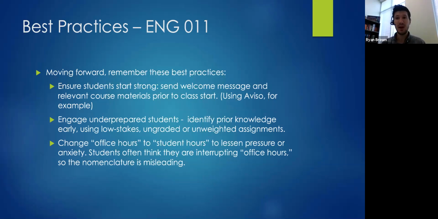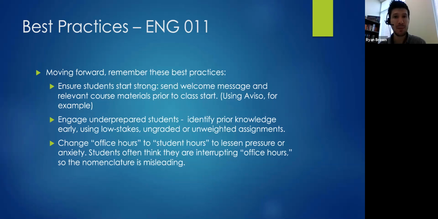So we have a smorgasbord, so to speak, of different students, and we need to identify what their strengths are, what their weaknesses are, what they already know. So identifying prior knowledge early on is key. Using low stakes, ungraded or unweighted assignments is important. In-class discussions I have found to be really helpful, especially early on.